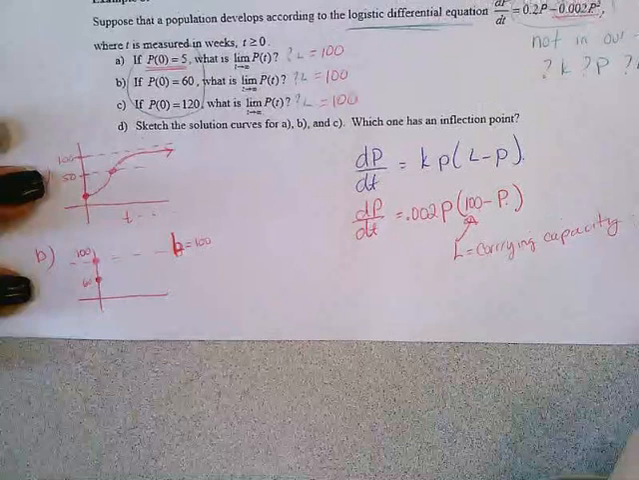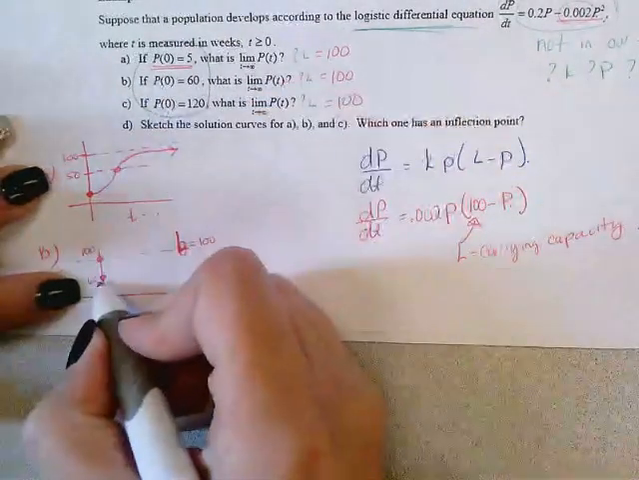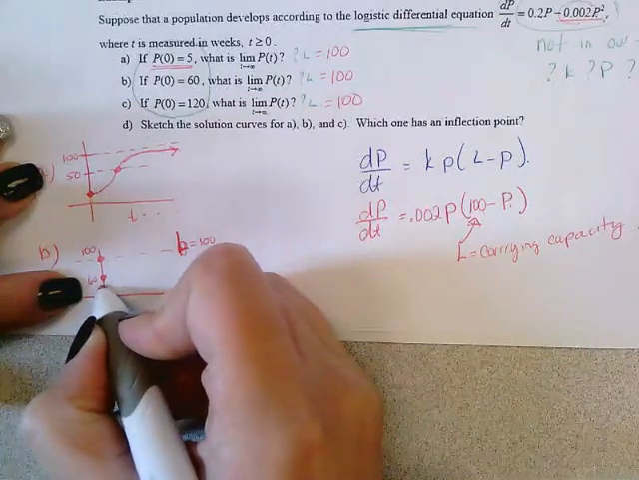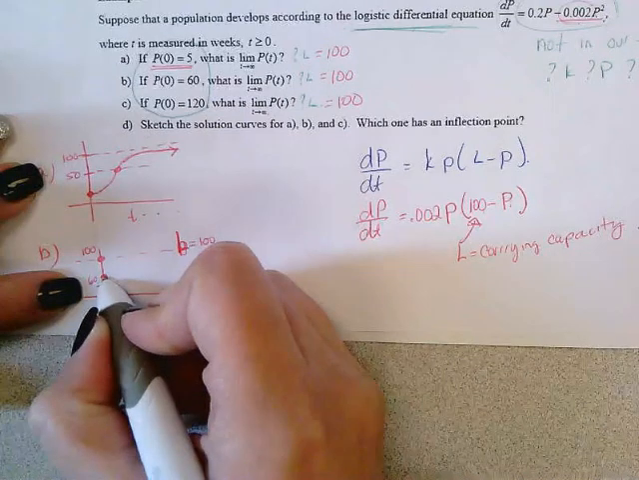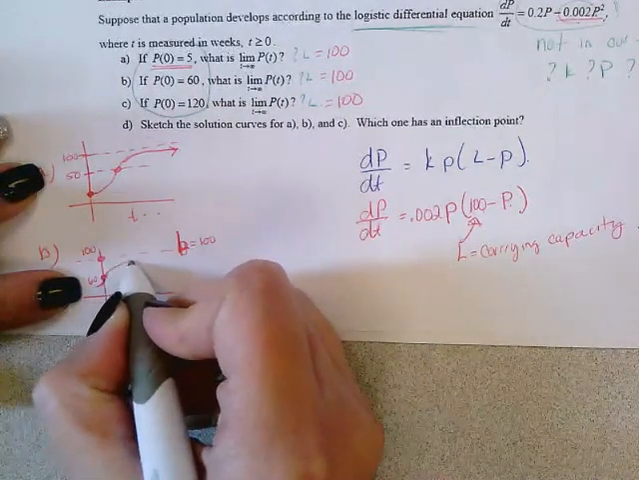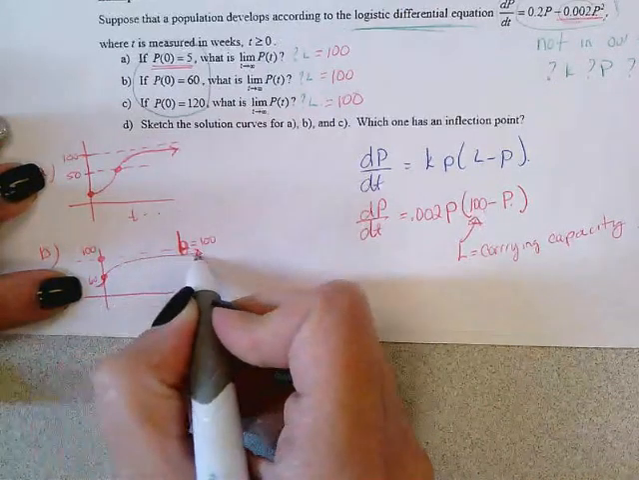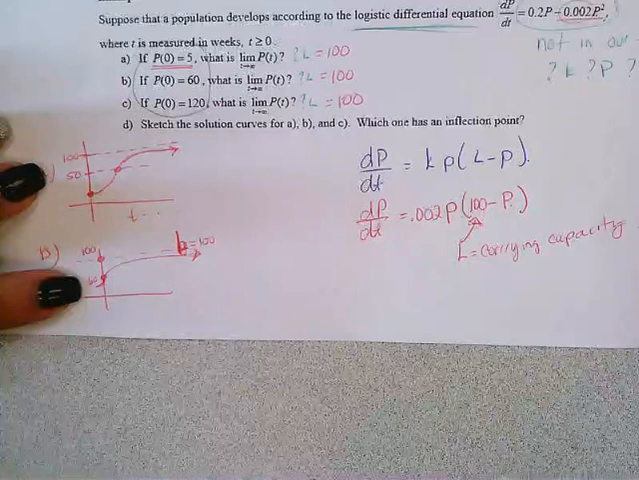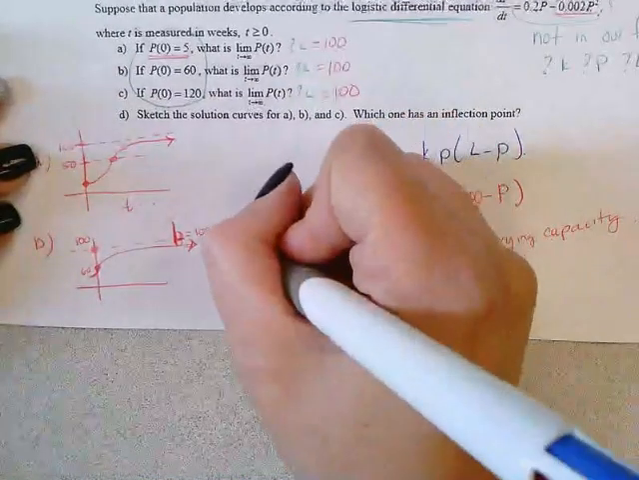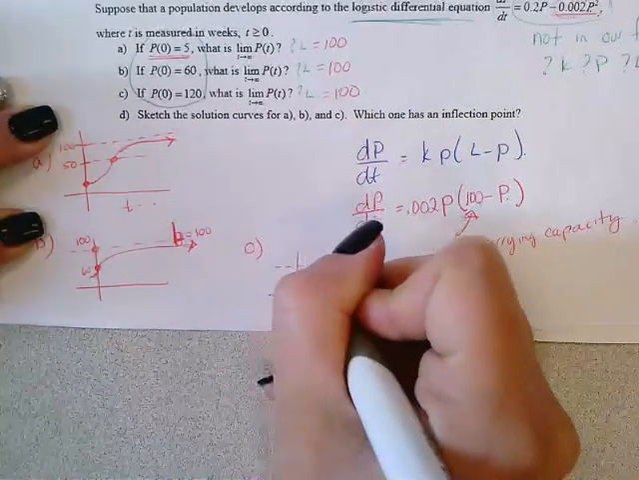That's the point where my graph is going to flip from concave up to concave down. So here, if I'm starting at 60, and 50 is the point where it switches, then the rest of this curve is just going up. It's all concave down. Which brings us to part C. My carrying capacity is still here.